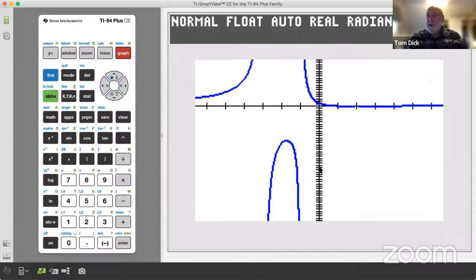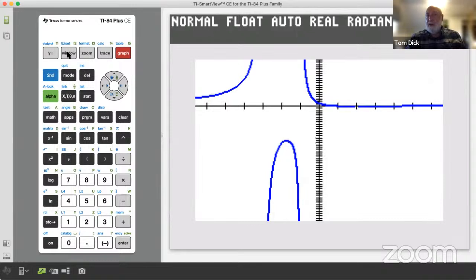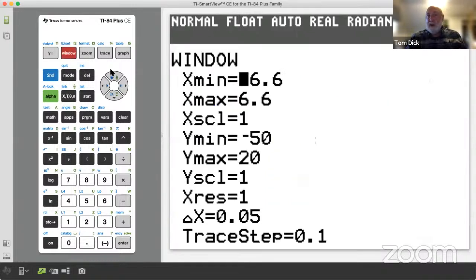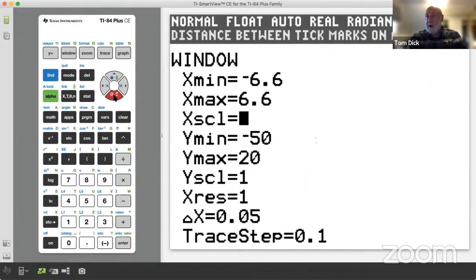If you're disconcerted with all these tick marks on the Y-axis, that's something we could have changed. I go to the window. That's what that X scale means: there's a tick mark, or hash mark, every 1 unit on the x-axis. That's not too bad. We're getting a lot of hash marks on the Y-axis because of the range being from -50 to 20, so why don't I change that to 10? That means we'll have a hash mark every 10 units.